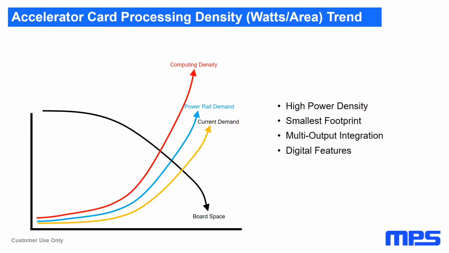So it's always about trying to maximize the real estate that's available on these cards, and that's where we've really seen MPS have a big impact. It allows customers to design to their original compute parameters and not have to worry about whether they can meet the mechanical specs or the footprint area available.